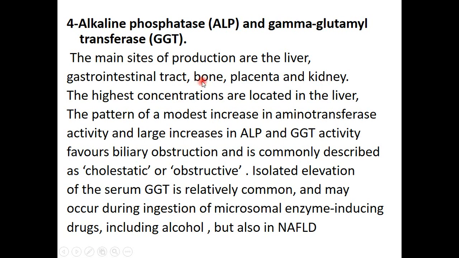So, for example, with osteomalacia you could have a high alkaline phosphatase. If the patient is pregnant, you could have high alkaline phosphatase. If the patient has kidney disease or gastrointestinal disease, you could have high alkaline phosphatase. But the main source of alkaline phosphatase is the liver.